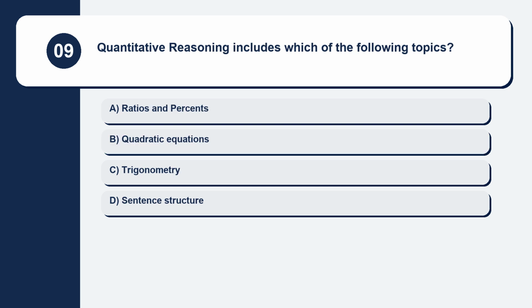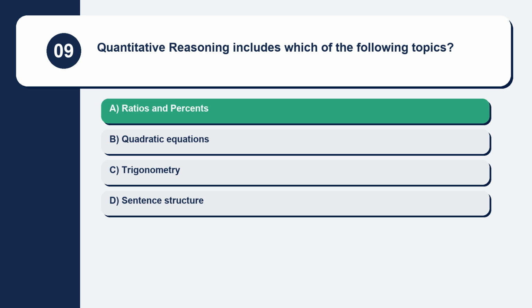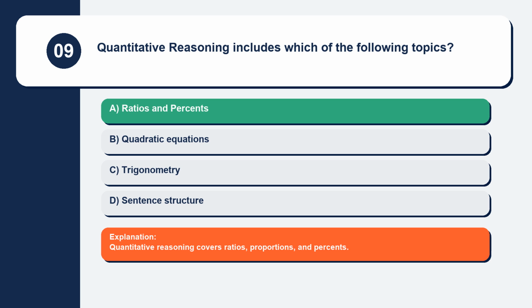Question 9. Quantitative reasoning includes which of the following topics? Ratios and percents. Quadratic equations. Trigonometry. Sentence structure. Quantitative reasoning covers ratios, proportions, and percents.